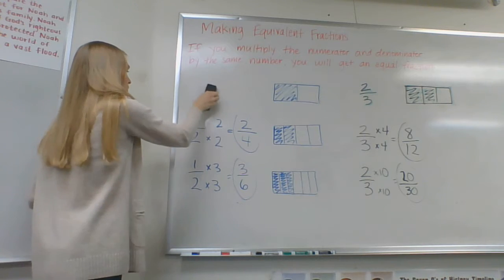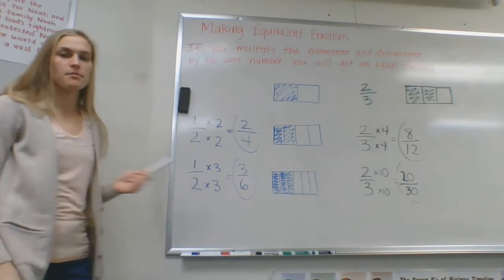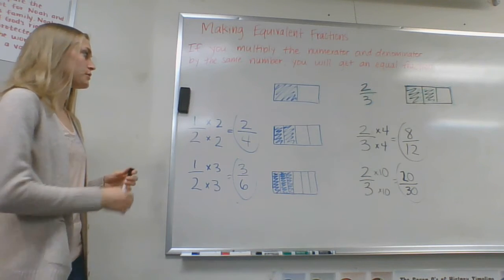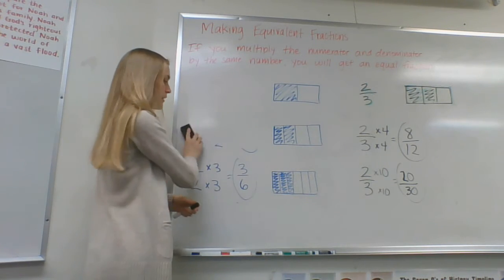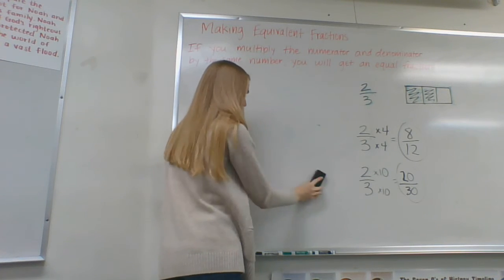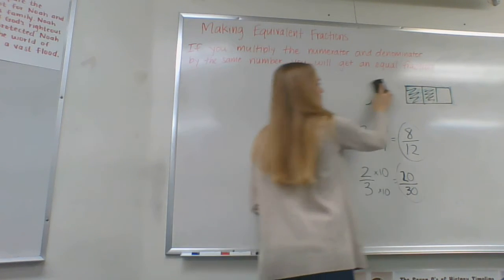This works with multiplication. If you multiply the top and the bottom by the same number, you get an equivalent fraction. It also works if you're dividing the top and bottom by the same number. So let's try some with division.